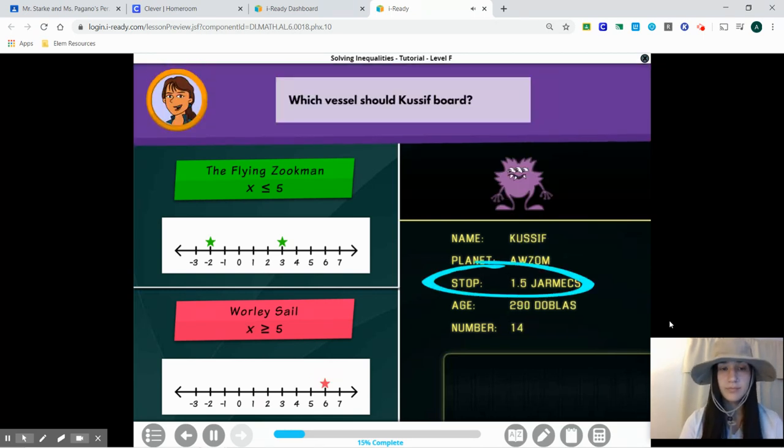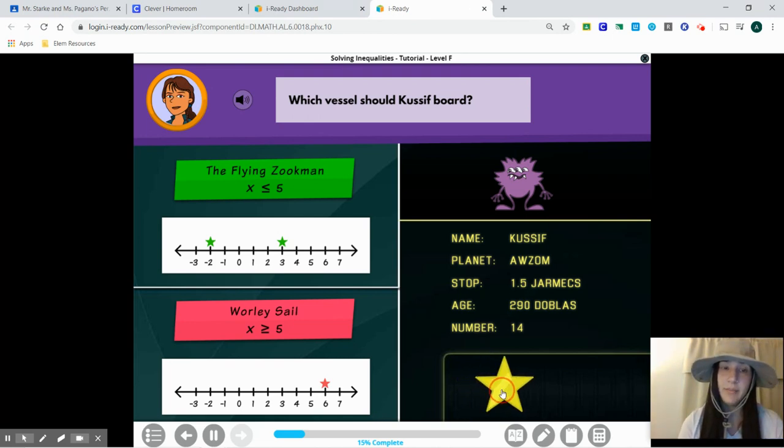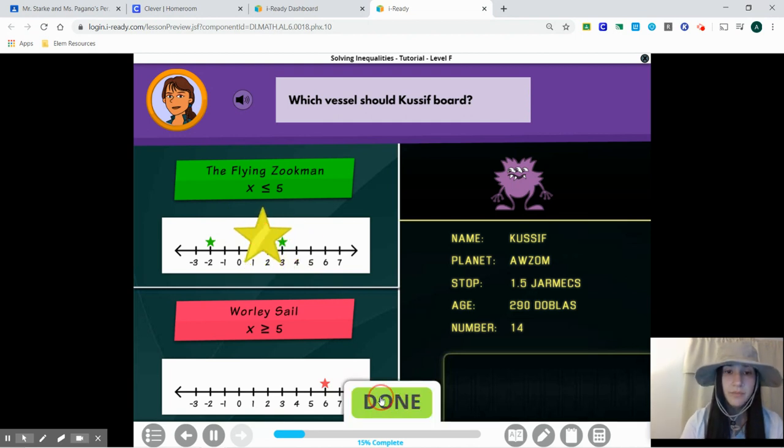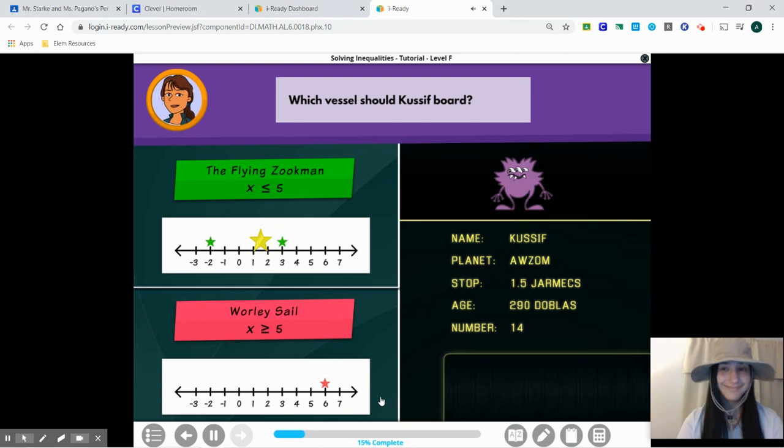What about Kusif? Okay, we know that 1.5 is less than 5. We know that numbers less than 5 are going up here. So we have 1.5. We're going to put it in between our 1 and our 2. That's right. 1.5 is less than 5. So Kusif should ride on the Flying Zookman.